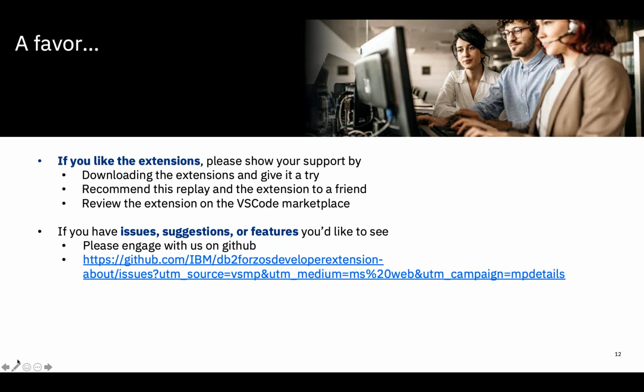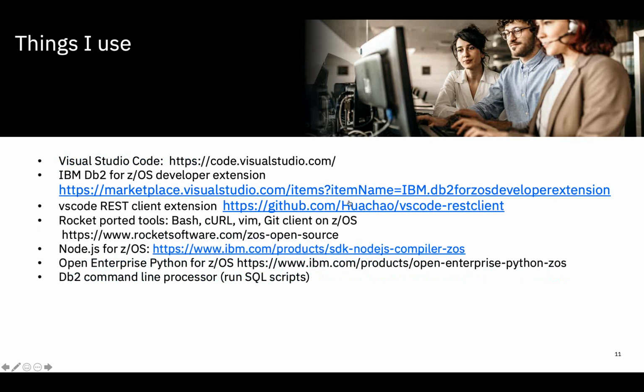Where is VS Code? Whoops. I'm going to click that. Where's our extension? The REST client that I used, Bash. I didn't use curl, but if you go to the Rocket Ported Tools, it's like grocery shopping, right? I pulled down the Git client for z/OS, Vim, Bash. I have coloring in Vim, so I can't remember where I got it from, but it didn't come with Vim out of the box. So if somebody goes, oh, I have Vim, but I don't have any colors, then just shoot me an email.